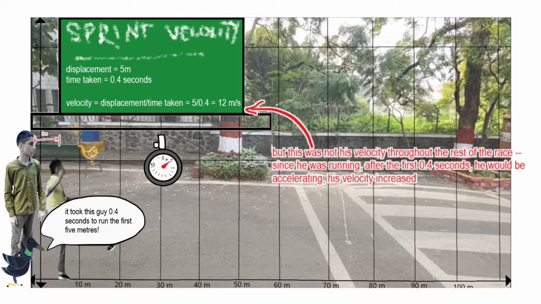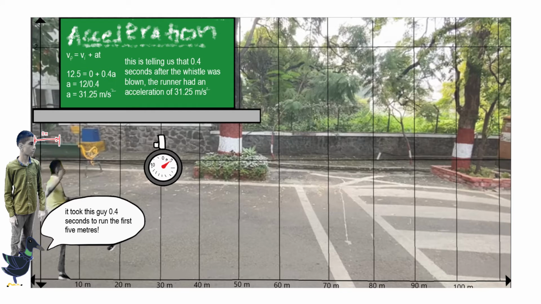And since he was running at full pace, he would be accelerating. His velocity is changing. It's increasing as he's continuously trying to run faster and faster. His exact acceleration can be found using the first kinematic equation, Vf equals Vi plus At. His initial velocity when he began the race was 0 as he started from the starting line. His final velocity over the first 5 meters was 12.5 meters per second, and the time taken to cover those 5 meters was 0.4 seconds. His acceleration therefore would be equal to 31.25 meters per second squared.